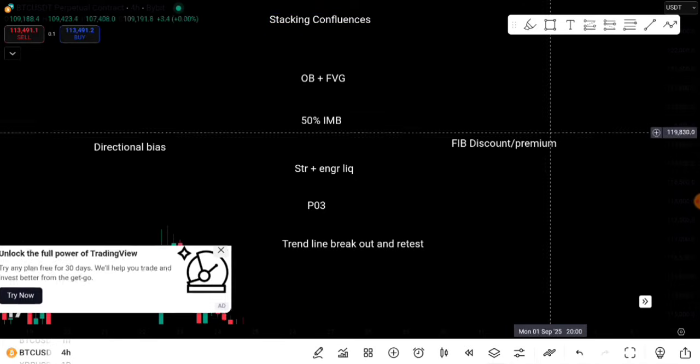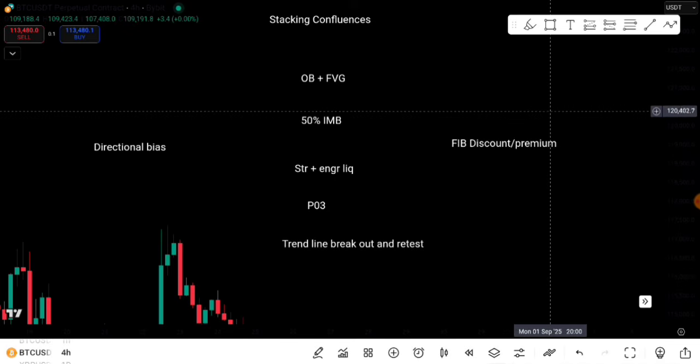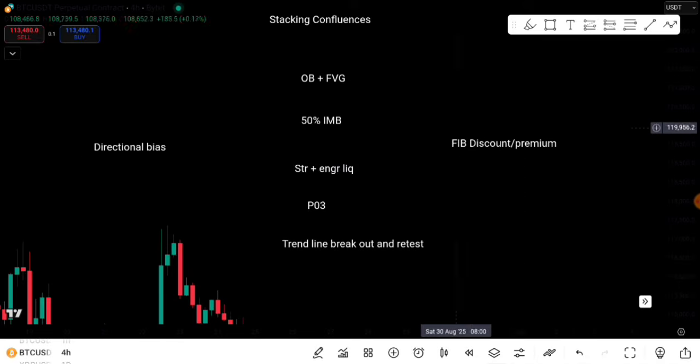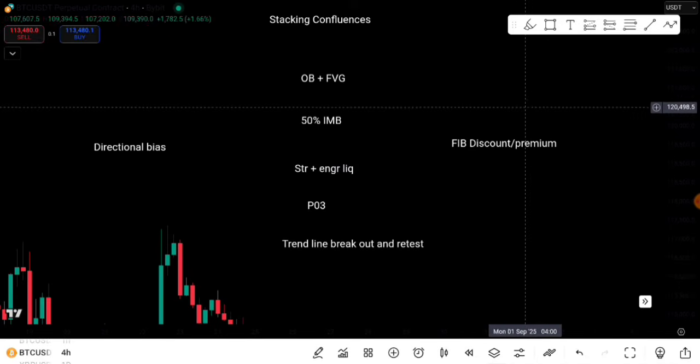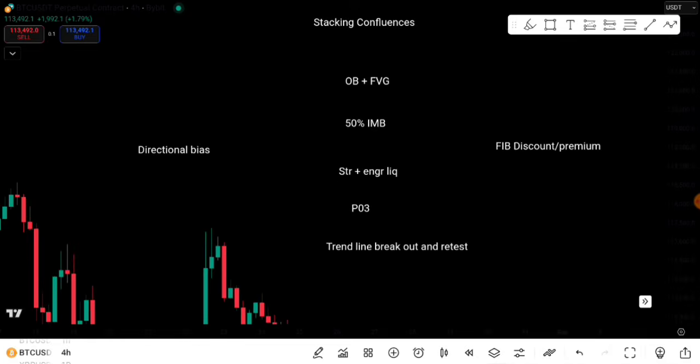Then they must be lying across a discount or a premium level, depending on the direction. So if the direction is sell, you'll be targeting premium levels for your entries. If the direction is buy, you'll be targeting discount levels. So you must have what? Directional bias. It means before you even go looking for imbalance, before you look for FVG, before you look for structural liquidity, before you check out power of 3, before you look at trend line breakout and retest on smaller time frames for entries, you want to know what direction the market is going.